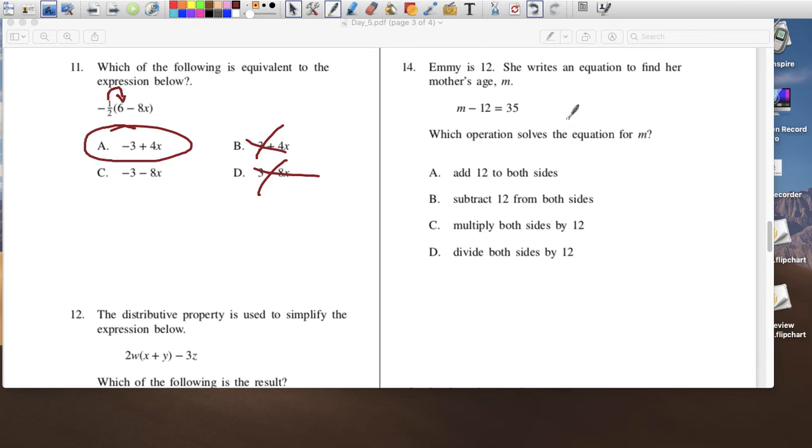M is 12. She writes an equation to find her mother's age. M minus 12 equals 35. Which operation solves the equation for M? So if you were to do this, what would you do first? Well, the first thing I would do is plus 12, plus 12. That's it. This would cancel out, and M equals 47. So you would add 12 to both sides.